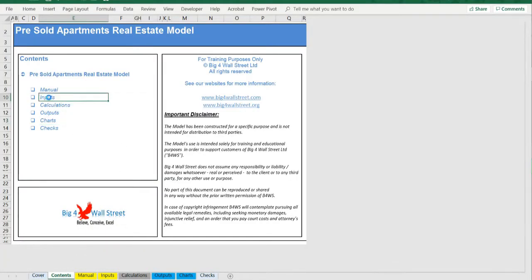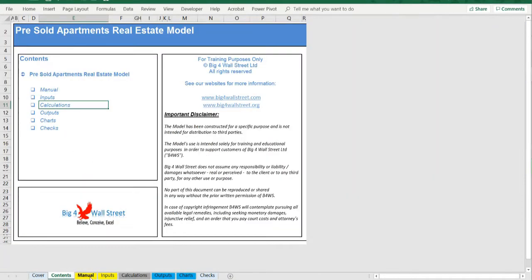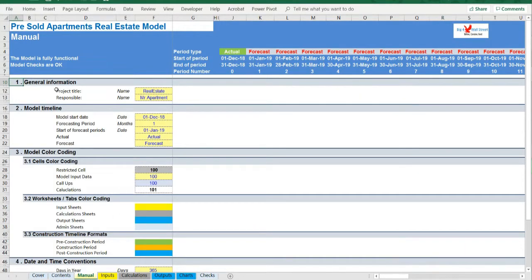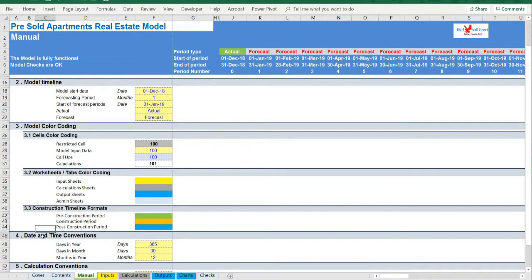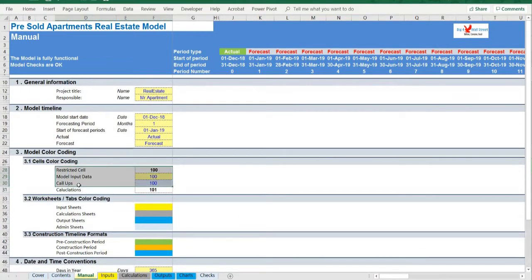So a quick overview of the model. In the Contents tab you can see the structure of the model and by clicking on any of the headlines to be redirected to the relevant worksheet. On the Manual tab you are able to feed the general information for the model such as model name, responsible, timeline of the model and date and currency conventions. Additionally there is a description of the color coding of the model in the same tab.